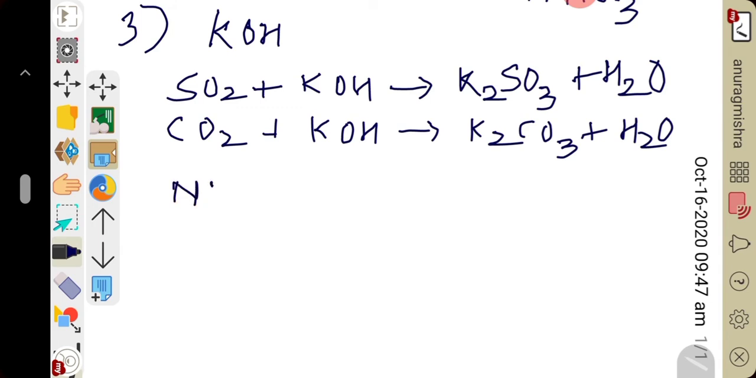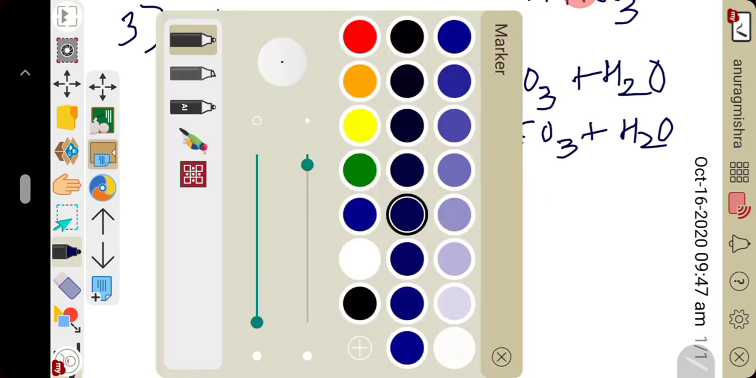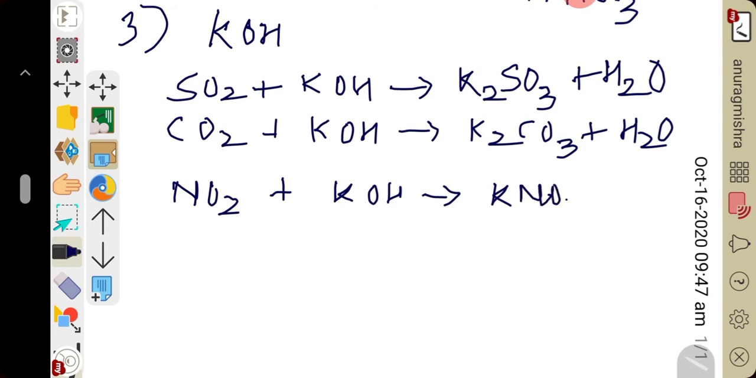Similarly, the oxide of nitrogen NO2 undergoes reaction with potassium hydroxide solution to form KNO2, potassium nitrite, plus KNO3, along with formation of water molecule. To balance it, you have to put stoichiometric coefficient 2 before nitrogen dioxide and 2 before potassium hydroxide. So in this way, nitrogen dioxide, CO2 and SO2 impurity is removed from the hydrogen gas by passing it through the solution of potassium hydroxide.